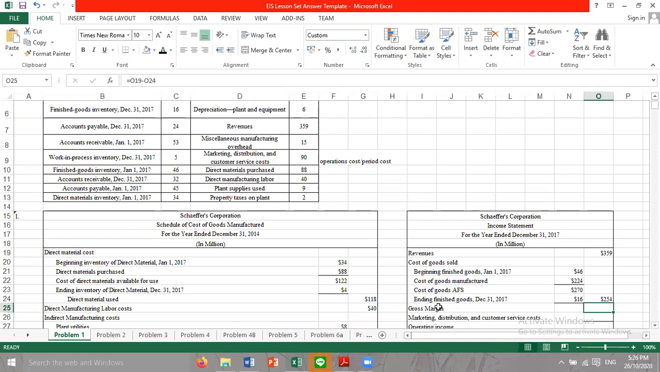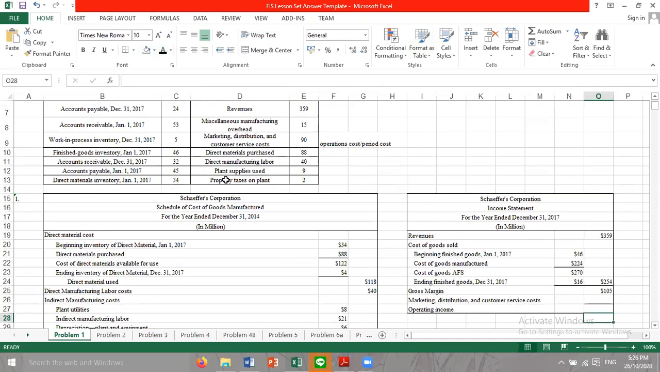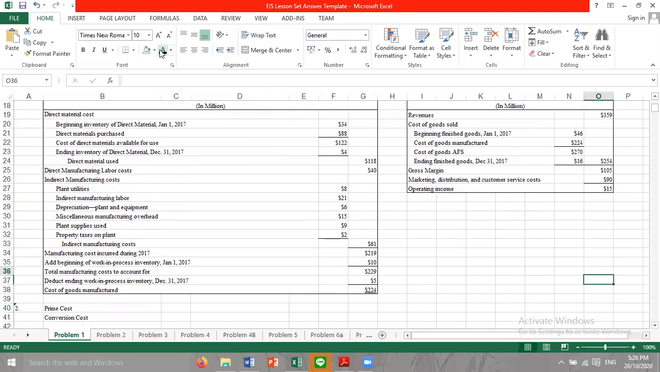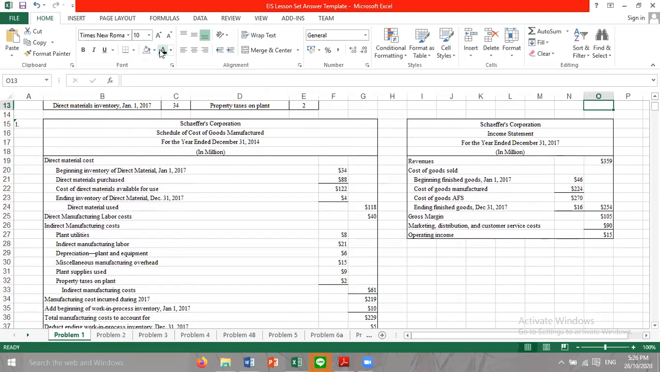And then we'll have the gross margin or gross profit, same thing, which is revenue minus cost of goods sold. Now the value will be $105. Now, of course, don't forget, in the question it is provided marketing, distribution, and customer service costs. It's practically the operation or period costs. So we'll have to subtract this period cost from the gross margin to find the operating income. So the period cost is 90, subtract it, we'll get an operating income of $15. Okay, that's for number one.